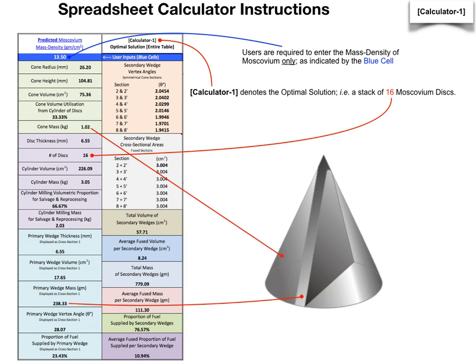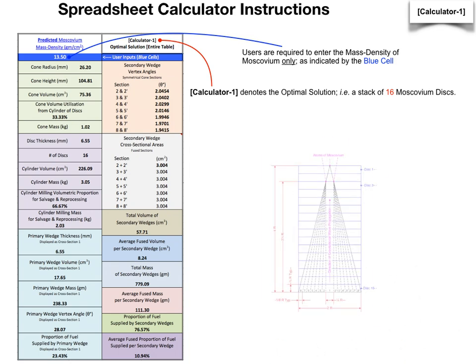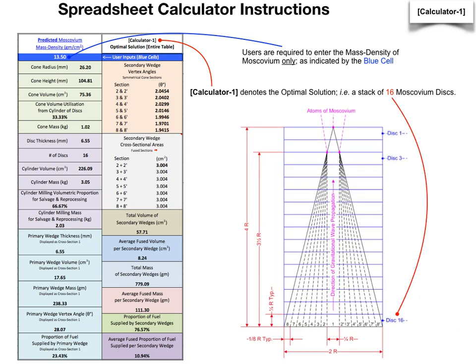Users are required to enter the mass density of moscovium only, as indicated by the blue cell. Once the mass density has been entered, the spreadsheet calculates all necessary parameters to fabricate a primary wedge, along with companion wedges appearing in the diagram adjacent to the calculator. 8 companion wedges can be fabricated from a single cone.